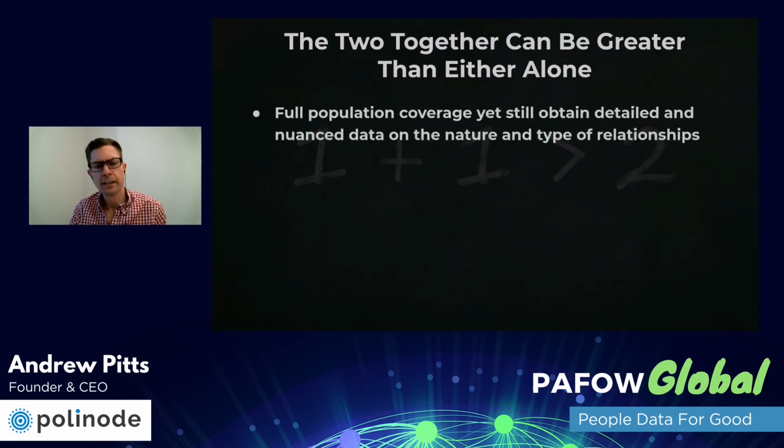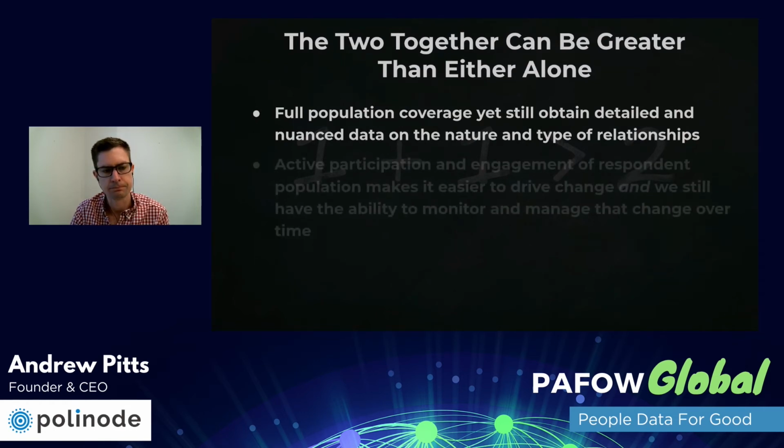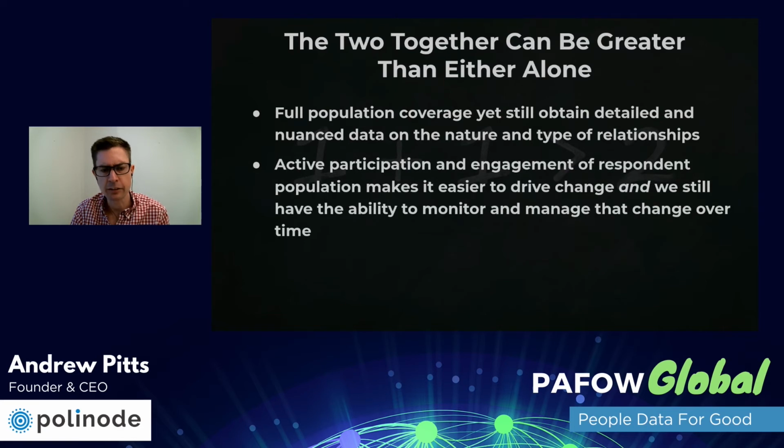Well, because we can still get the full population coverage that passive ONA provides us, but we can still obtain that detailed and nuanced data, things like knowledge and values and support and energy, through the active organizational network analysis. And we still have that active participation that allows us to bring people along with us as part of the process. But at the same time, we can drive change and also understand how that change is happening in near real time, because we have the access to the passive data as well.